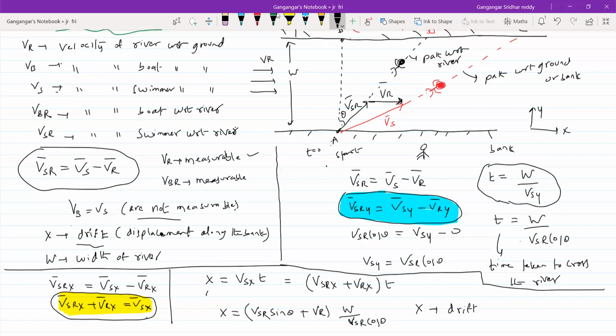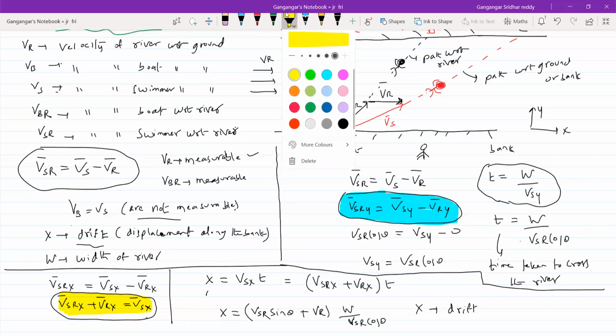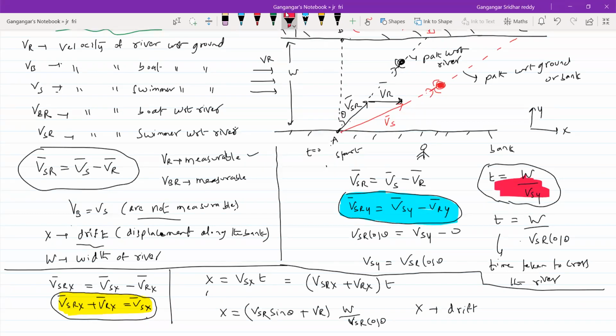So who will determine the time taken to cross the river? VSY, finish. Who will determine the drift? VSX. And this next one I'll highlight in red color. In every numerical, your approach should be only this. How to calculate VSX and VSY depends on the situation. Finish over.